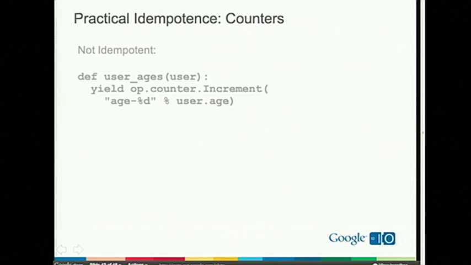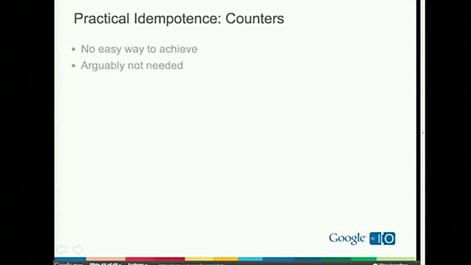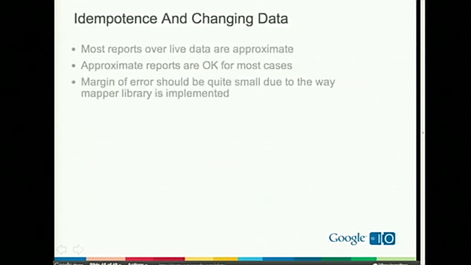And the last one, which we had previously, is obviously not an idempotent function, which yields counter increments. If you process the user twice, you'll increment the counter twice. And frankly speaking, there is no easy way to achieve idempotency in this case. But one might argue that you do not need idempotency in this case, and that's why. Mostly we will run reports over live data, data which is constantly changing.